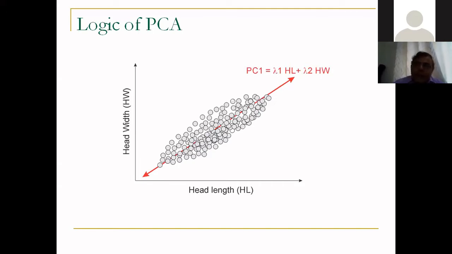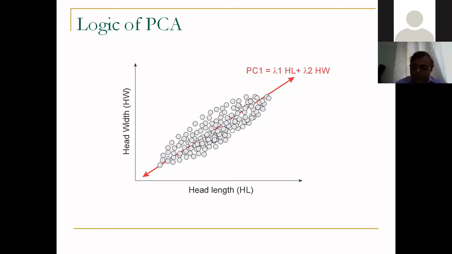Okay, and these values lambda 1 and lambda 2 will tell me the importance of that particular variable on that component. So if lambda 1 is larger than lambda 2, I'll say that head length is represented more, or it is varying more, on the first principal component. Head width is represented less on principal component 1. So instead of looking at head length and head width as different axes, we have now created a new axis called a principal component, which contains both head length as well as head width.